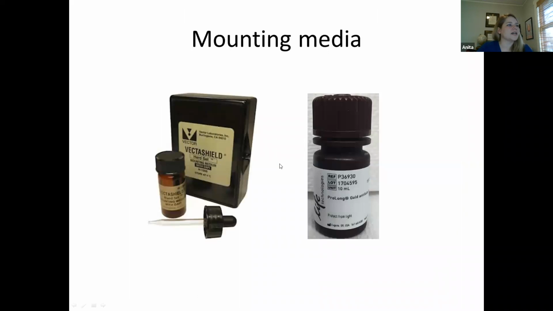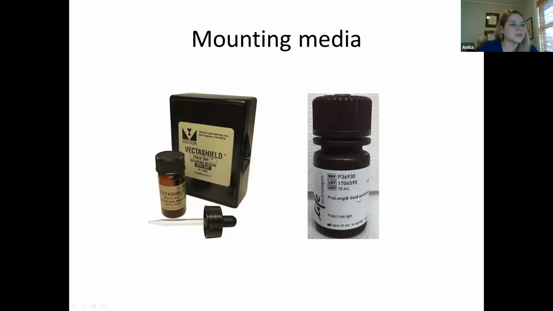And then in terms of mounting media, this can be really important. There's stuff that does not harden, and I actually found a VectaShield that does hard set, which I was really excited about. If you don't have hard setting mounting media, then you're going to need to put nail polish on your slides to adhere the cover slip, so that when you're imaging your sections, your cover slip doesn't slide off or damage your tissue.